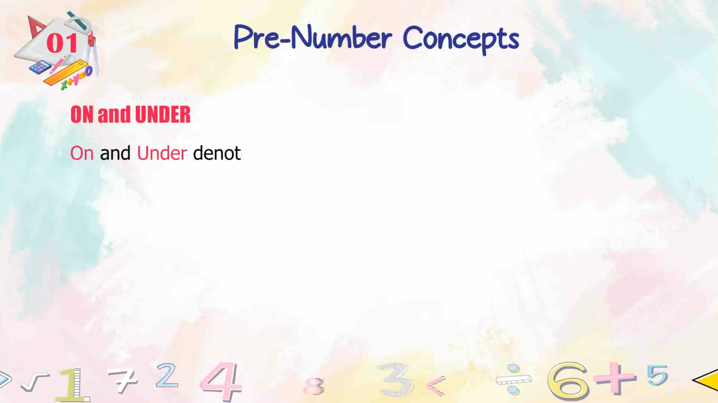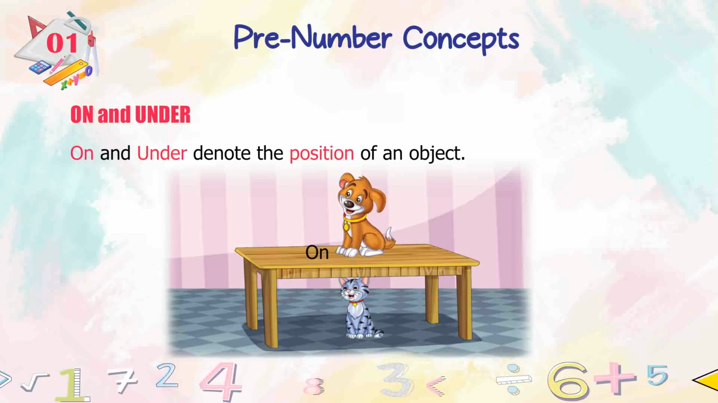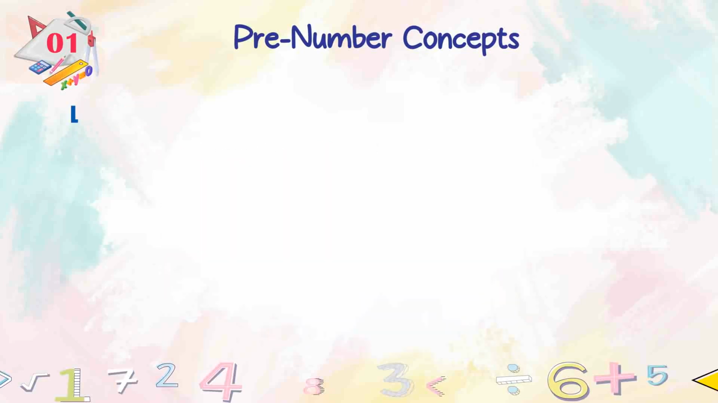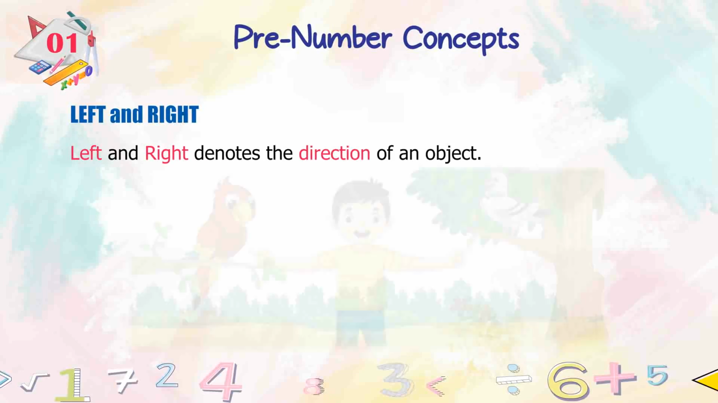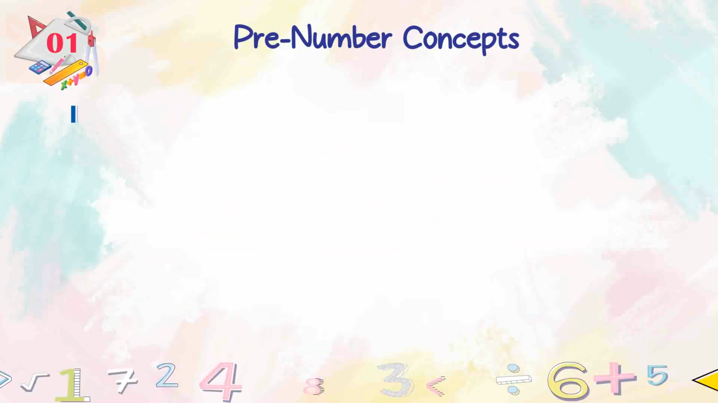On and under. On and under denote the position of an object. On. Under. Left and right. Left and right denote the direction of an object. Right. Left.